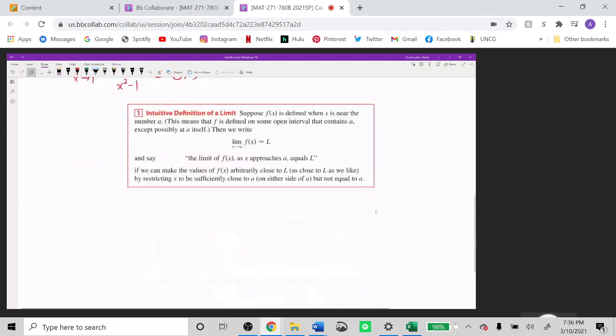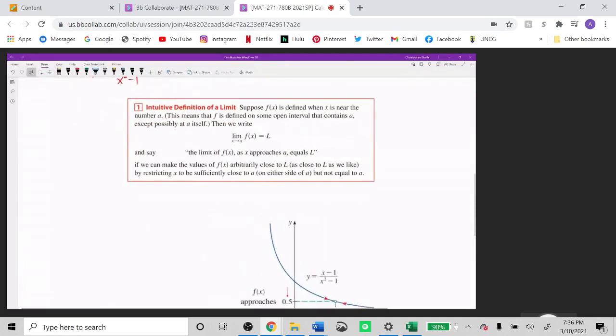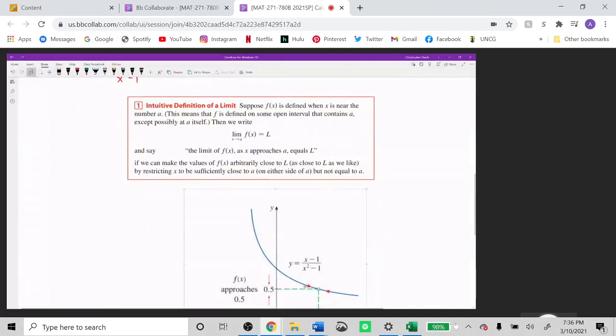As in this case, I wanted to paste the graph down here. As in the case that we just looked at, we actually have a hole at the x value itself. So it's okay if the function is not defined at the x value itself, as long as it's defined around that x value.